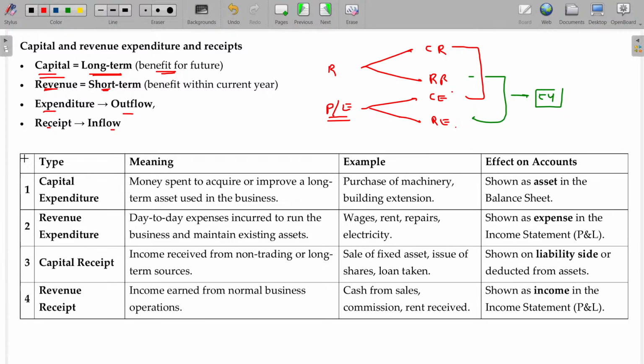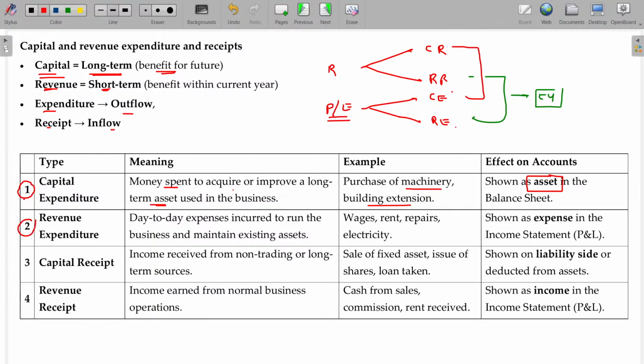Let's see. Capital expenditure. Let me define all these things. Capital expenditure: money spent to acquire or improve any long-term asset. For this, you purchased what? A machinery, or you have constructed a building or building extension. Because of this, you get the benefit for a longer period. Then it will be shown as an asset. This will be an asset. Capital expenditure being an asset.